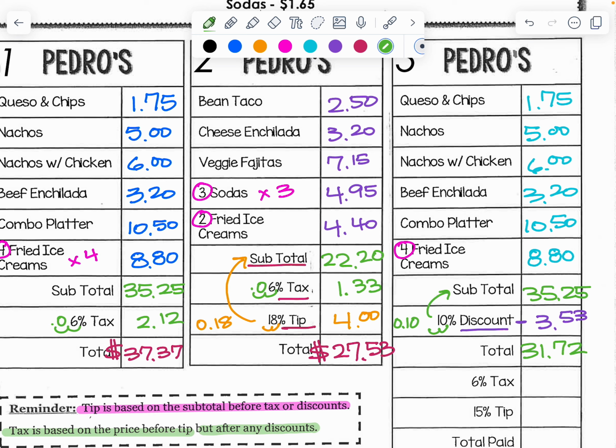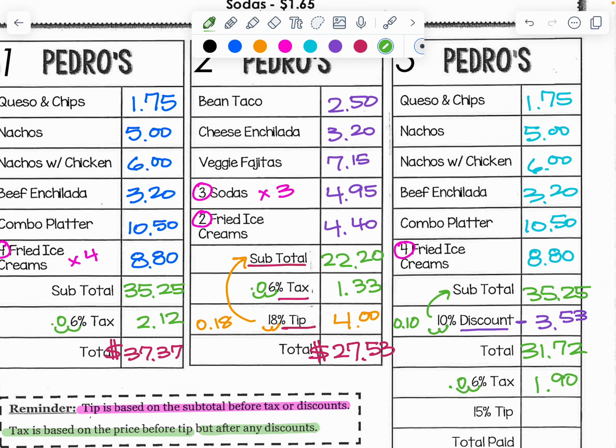If we take that away, our new total is $31.72. That's the amount we're going to pay tax on. You know how to find tax. Go ahead and change that to 0.06. Multiply $31.72 by 0.06. If you do, you should get $1.90 for tax.